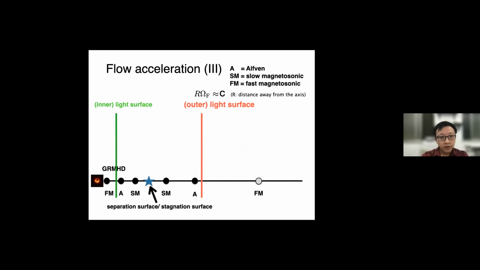And for each region, we can define a light surface. Beyond the light surface, the flow cannot co-rotate with the field. Otherwise, the toroidal velocity would exceed the speed of light, c here. So as a result, the light surface plays the role of a threshold or a reference. Before and after the light surface, the flow properties change significantly.